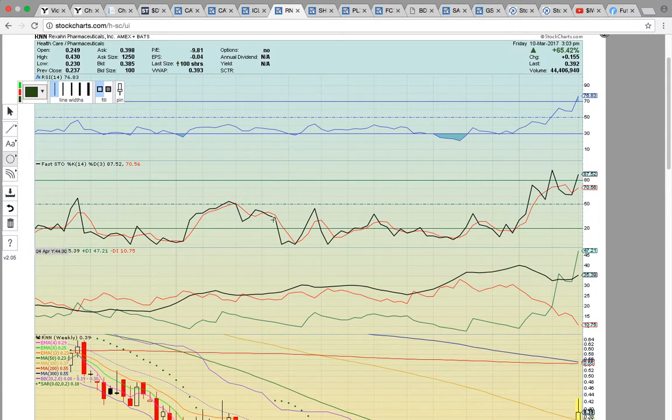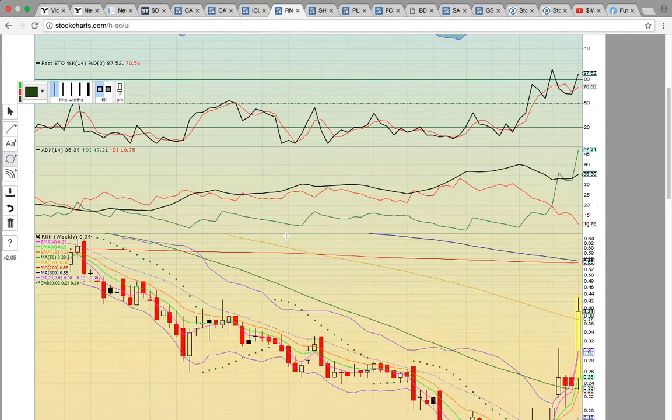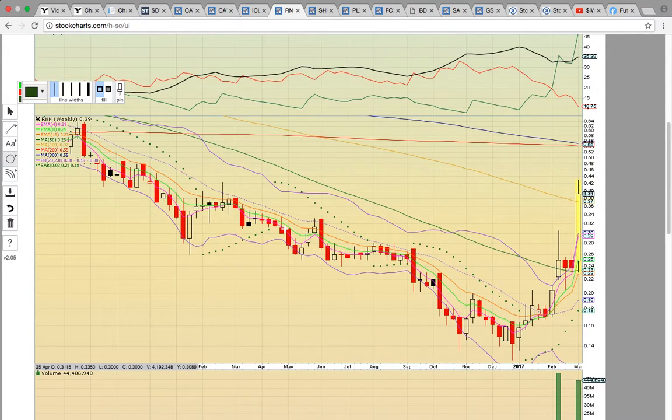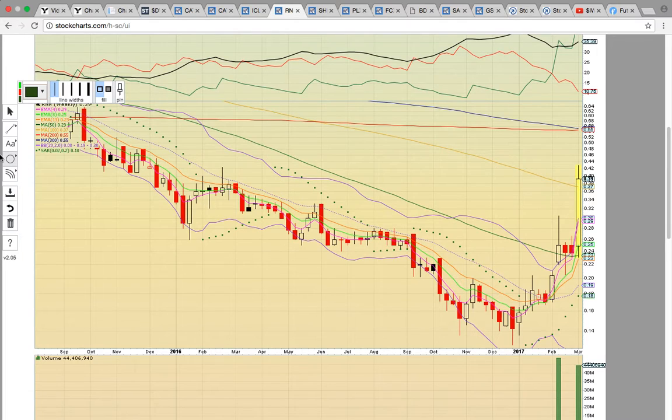Another nice runner has been RNN. RNN has made a really nice move the last couple of weeks. You can see here, this is another one of the breaks above the 50-day simple moving average. Notice this is the green line. That's a recurring theme for very strong bullish stocks. This is what runners do.